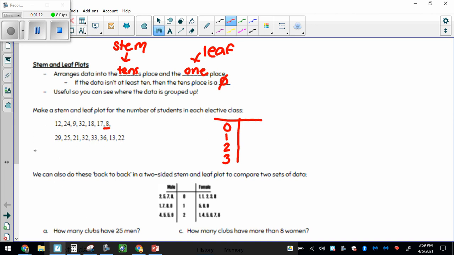So what I always like to do is start by putting the data in order from least to greatest, because it's going to help you make sure that you get all of them. And I like to cross them out as I go. Oh, 17, 18. See, this is why you cross things out.